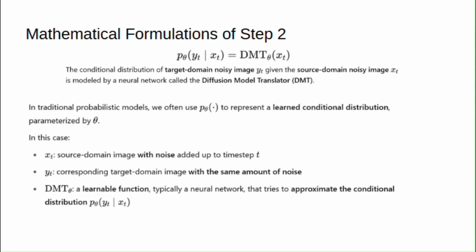One key benefit of performing translation in noisy space is that the mapping becomes smoother and easier to learn. Clean image translation requires handling complex texture and detail, whereas the noisy representations filter out high frequency components, making the transformation more abstract and easier to model. After this translation, the denoising process takes over to reconstruct a high quality target domain image.